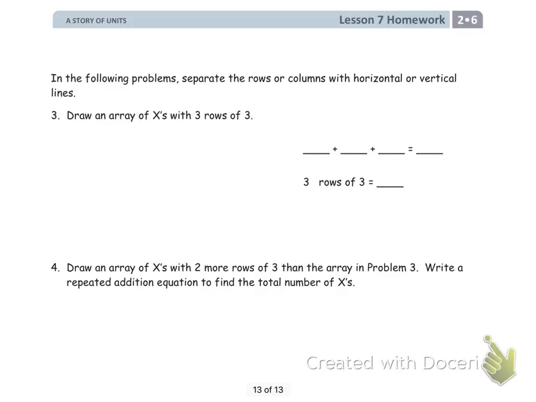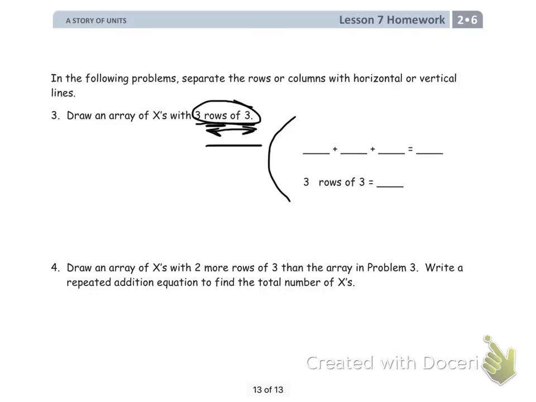Moving on to number 3, it says in the following problem, separate the rows or columns with horizontal or vertical lines. Now, we've got 3 rows of 3, so what you're going to want to do is think about, okay, so I've got rows, those go back and forth, so I'm going to want to use a horizontal line, because horizontal lines go back and forth. So go ahead and draw your 3 rows of 3, and then you'll be able to fill out this problem right here.